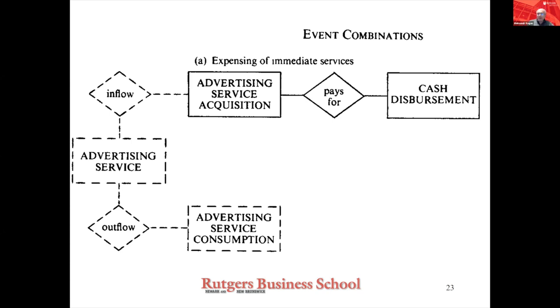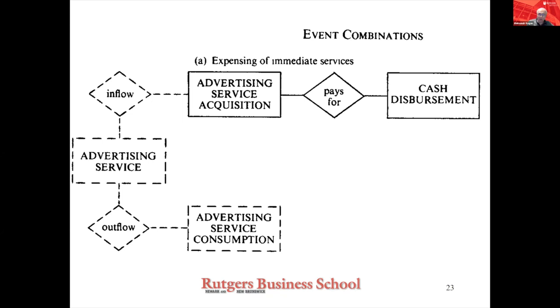So there will be this cash disbursement event, right? That will, by the way, decrement cash. And you know that it has to have a dual. You remember we talked about duality. So what is the dual of this event? Well, in this case, the dual of this event would be the acquisition of advertising service. So this is the bill that you get from the agency. So you have this event. You acquire this advertising service, great.